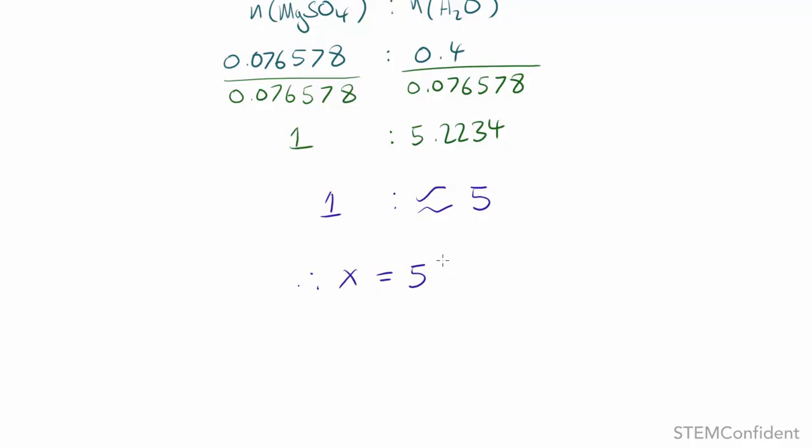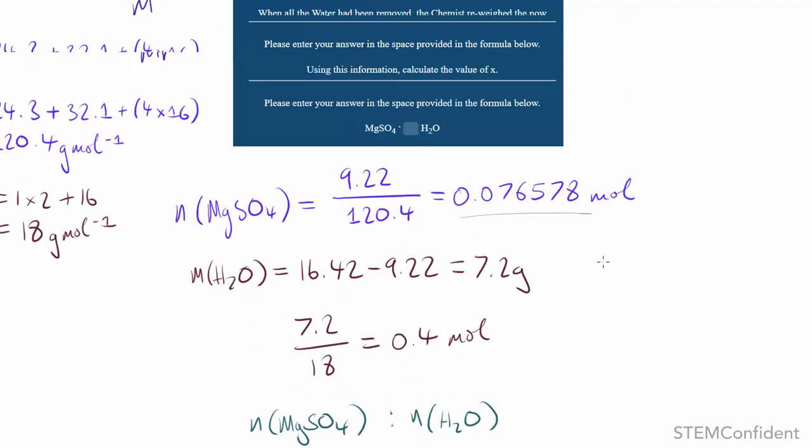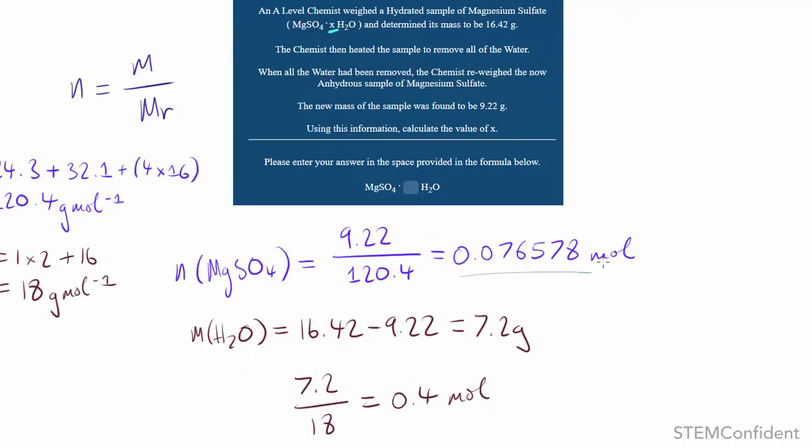And if x is equal to 5, then of course the formula therefore becomes MgSO₄·5H2O. Okay, and so if we go back up here where it says enter your answer in the space provided in the formula, we can put 5, so 5 H2O.